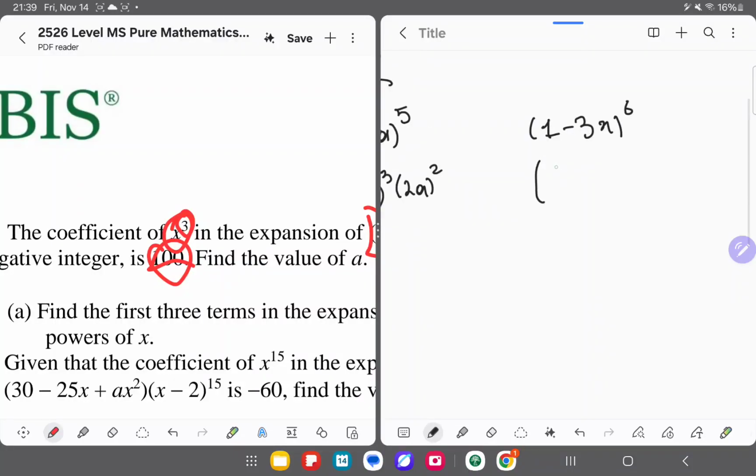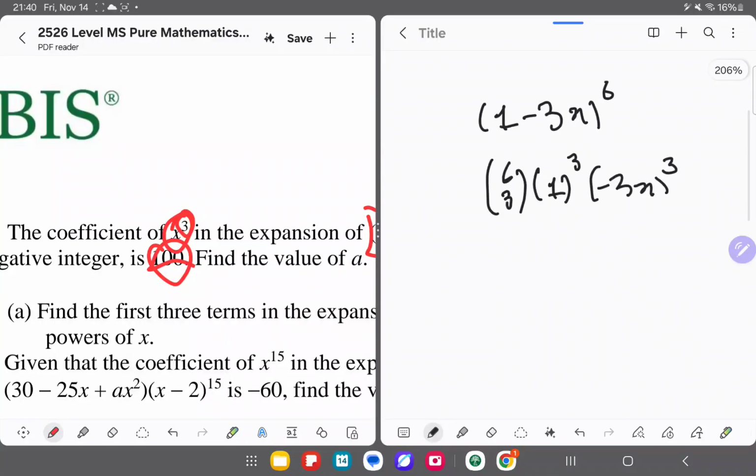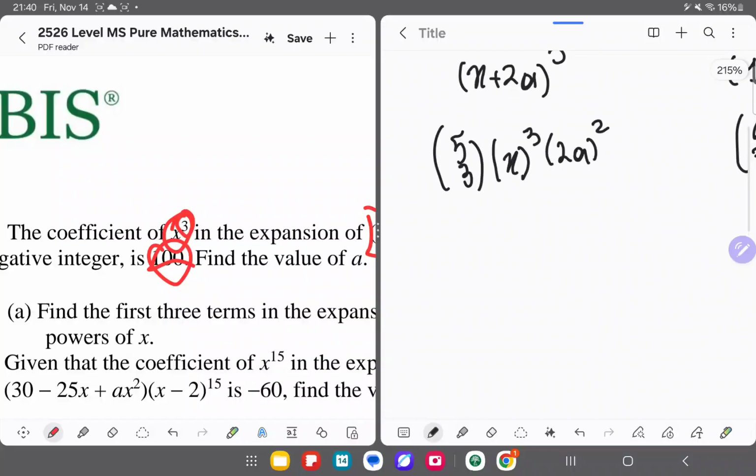And then I do the same thing here, except now the biggest is 6, not 5. Here's 1, and since it's a constant, 6 minus 3, which is 3. Now what I do, I multiply, so 5 combination 3 is 5 times 4 times 3, which is 60 over 6, which is 10. So I get 10 times 4a squared, which is 40a squared x power 3.